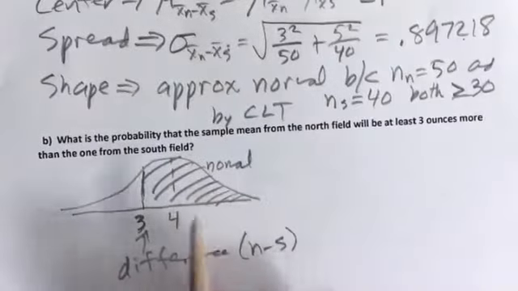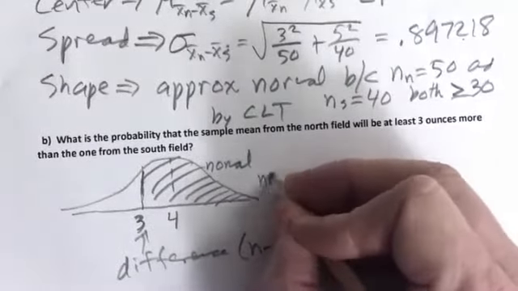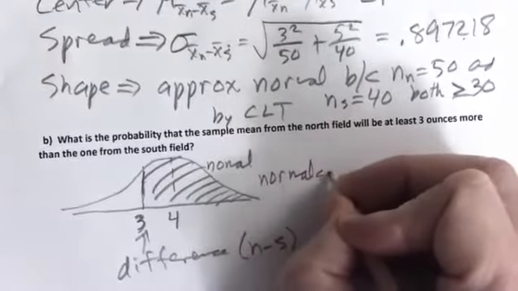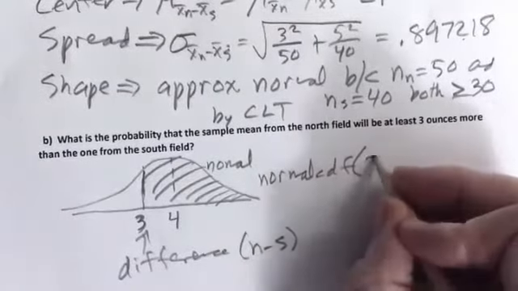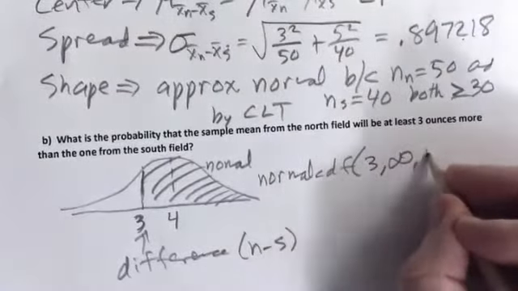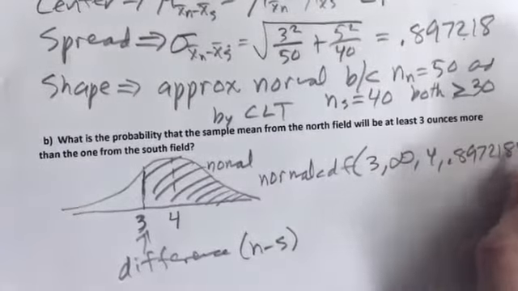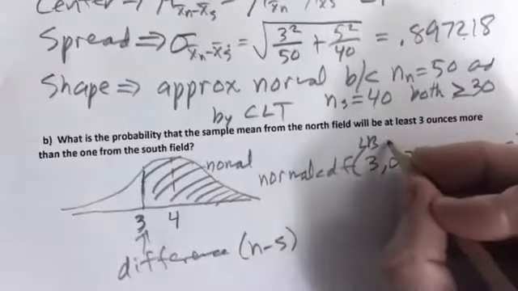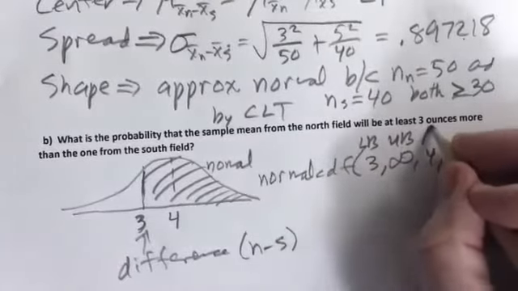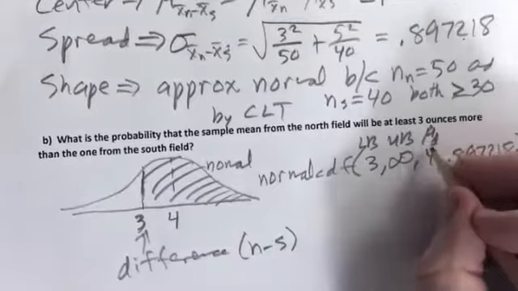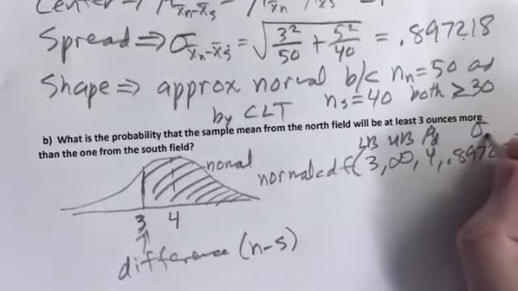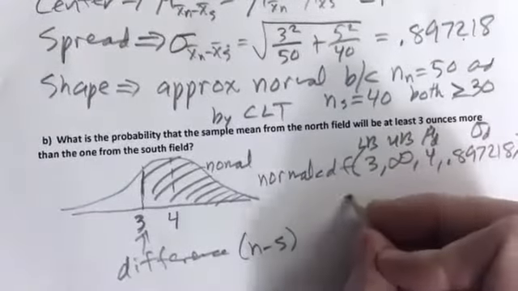And so the way I can find an area in a normal curve, as we've done many times, is normal CDF. So we would say normal CDF from 3 to infinity, our mean is 4, and our standard deviation is 0.897218. So that is my lower bound, that is my upper bound, that is the mean of my differences. I'll just put D for difference. That is the sigma of my differences. And so there we go.